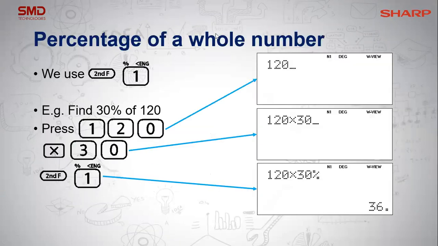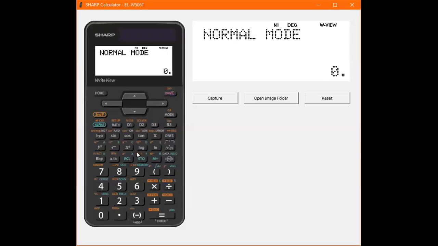Then this is a particularly nice one for your math lit students. So the percentages function is very intuitive and it works very straightforwardly. So if you wanted 30% of 120, you could just say 120 times 30, and then second function and 1%, and it will automatically calculate that for you.